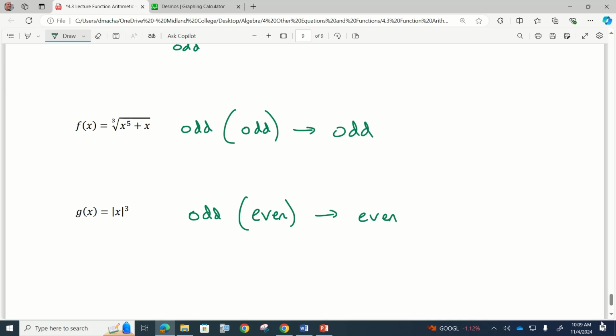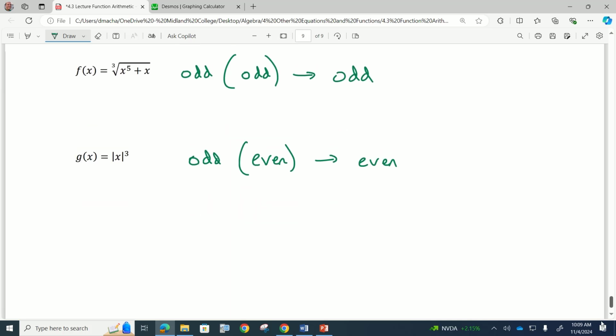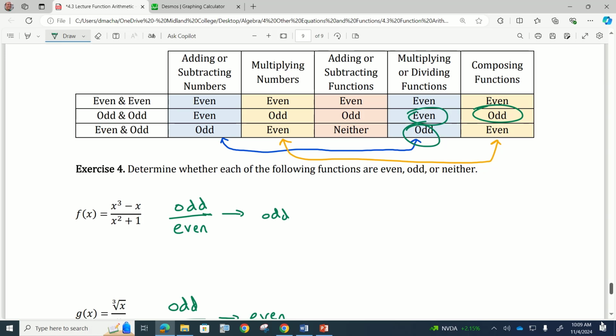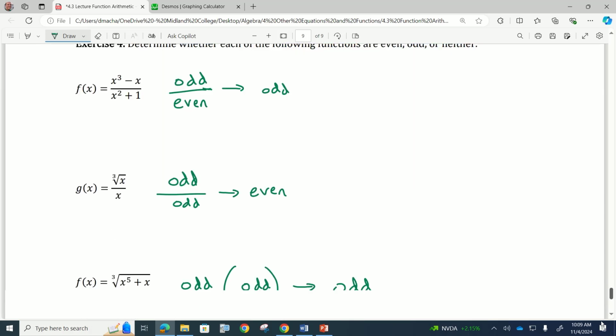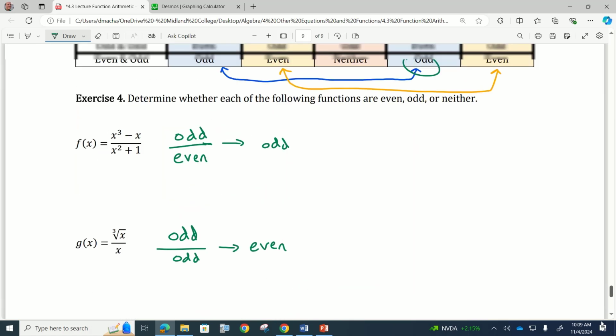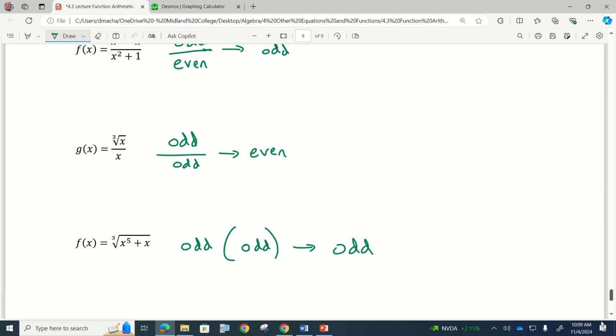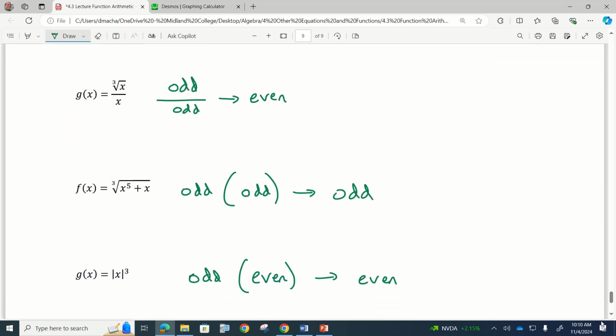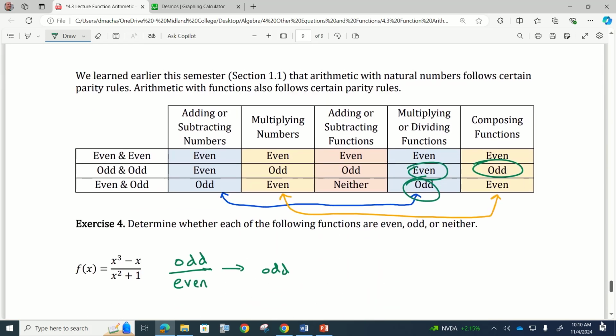So, if you can remember how to make the table, or if you can remember this table of rules, then this is just a little shortcut for determining even and odd functions. You don't have to graph them, you don't have to do the tests. They follow these nice arithmetic rules.